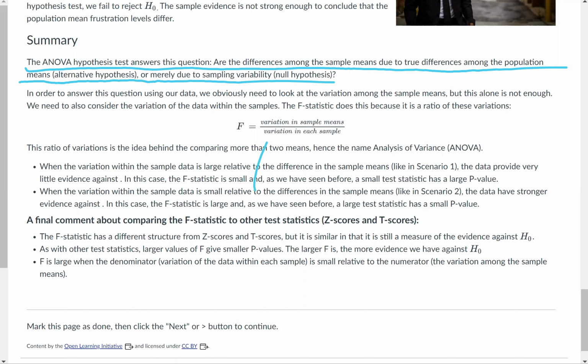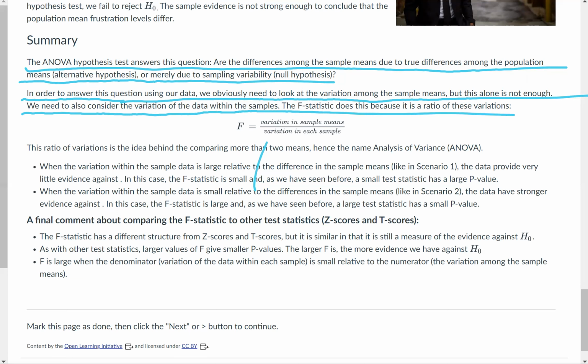It makes the formulas more complicated, the F statistic more complicated, but we're not going to worry about that in this class. In order to answer this question using our data, we obviously need to look at the variation among the sample means, but this alone is not enough. We need to also consider the variation of the data within the samples. The F statistic does this because it is a ratio of these variations, like we talked about.